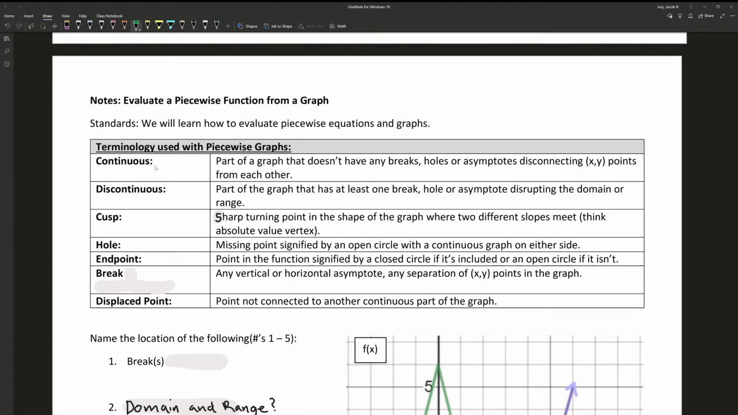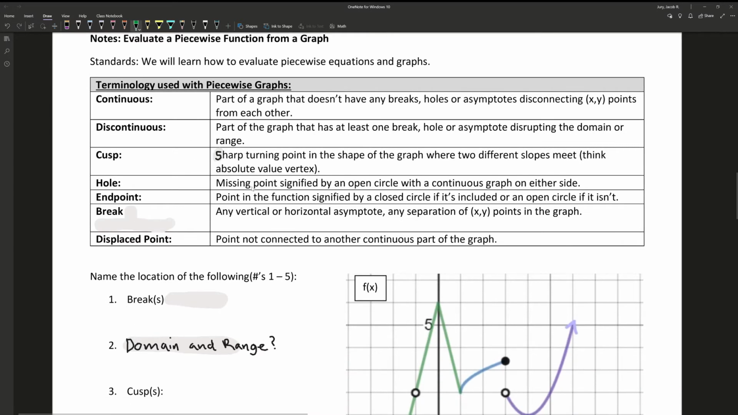The continuous part of a graph is one that doesn't have any breaks, holes, or asymptotes. A discontinuous part of the graph would have at least one of those things. And then a cusp is a sharp turning point in the shape of the graph where two different slopes meet. So think absolute value vertex. A hole is going to be signified by an open circle, and it's going to have a continuous part of the graph on either side. So it's going to look like the continuous graph has just been punctured, for example.